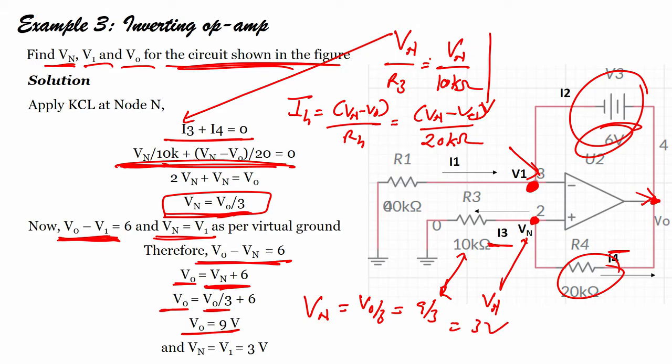Vn equals Vo by 3, right. Vo is 9 volts, so 9 volts by 3 is nothing but 3 volts. This is how I can find Vn, V1 and Vo for a given circuit when you are given a circuit of an inverting amplifier.